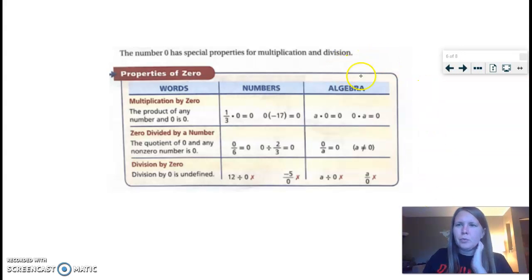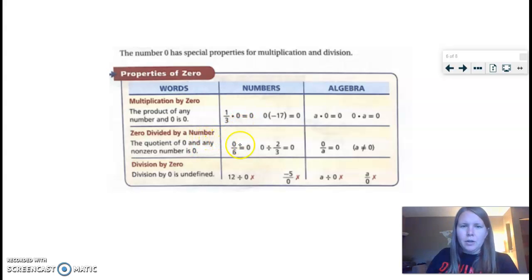Alrighty, so here's a couple more rules to look at. It says the number 0 has a special property of multiplication and division. In the case that you have any number, remember your rule of multiplying by 0: any number multiplied by 0 is going to be 0.